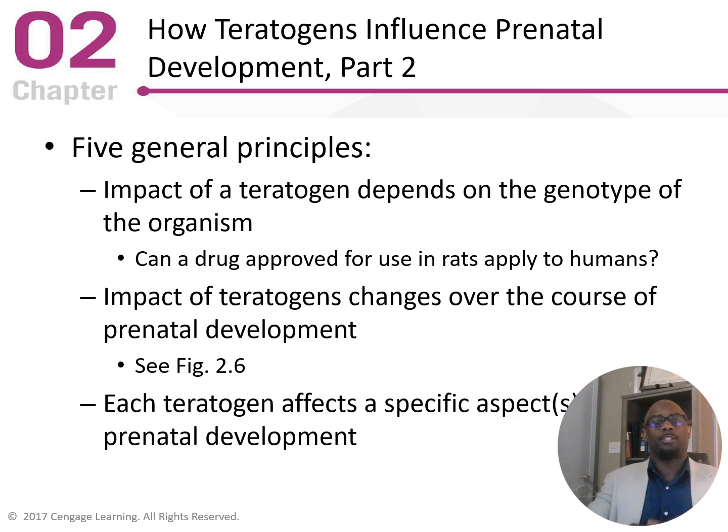There are 5 general principles we talk about, right, when it comes to teratogens. Impact of teratogens depends on the genotype of the organism. Can a drug approved for use on rats apply to humans? Impact of teratogens changes over the course of prenatal development. Each teratogen affects a specific aspect of prenatal development.